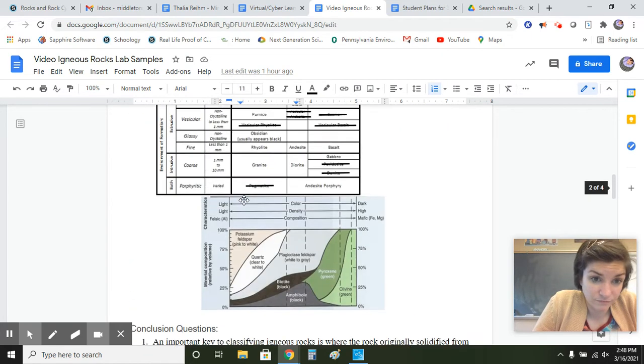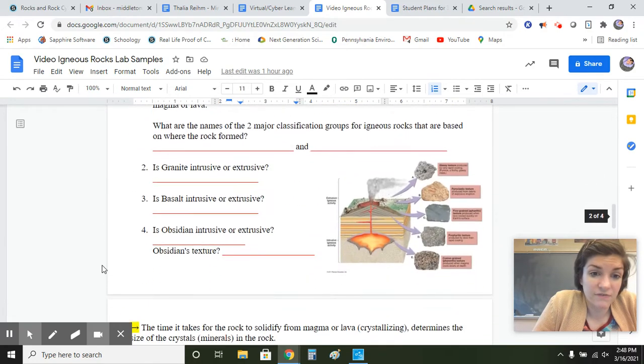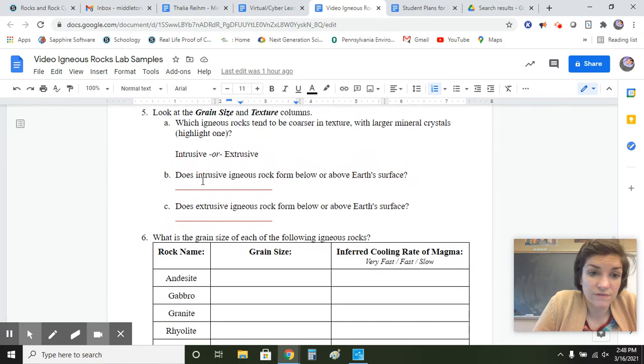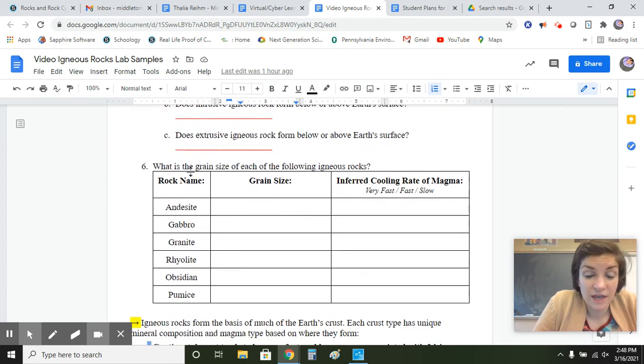So again, you're going to use this and tell us if it's intrusive or extrusive. Does intrusive igneous rock form below or above Earth's surface? Does extrusive igneous rock form below or above Earth's surface? And then you're going to go through, find each one of these rocks, and you're going to tell me the grain size and did it cool slow, fast, or very fast.